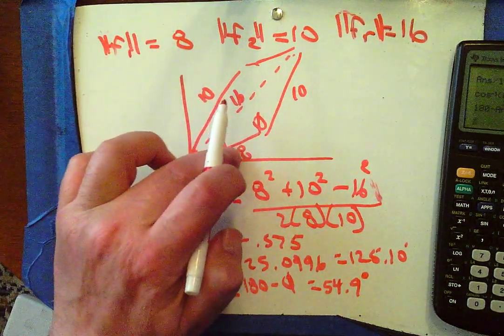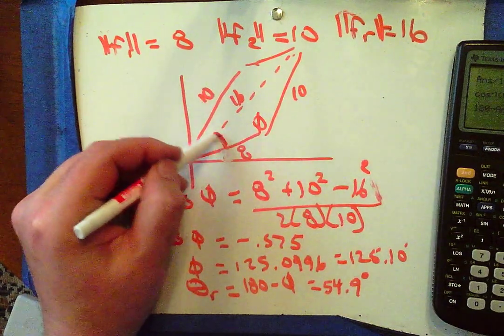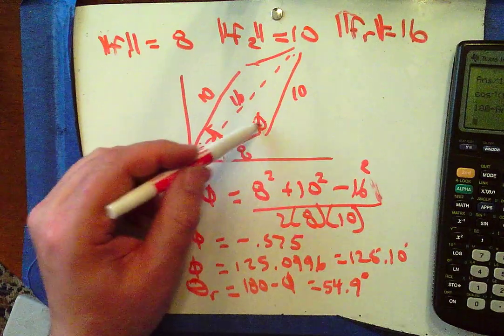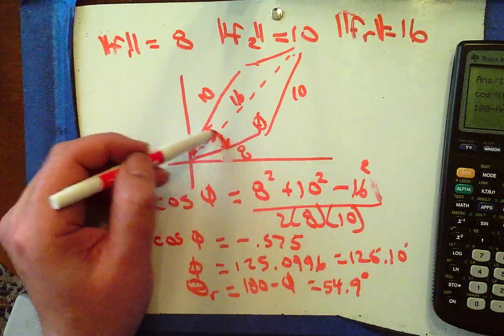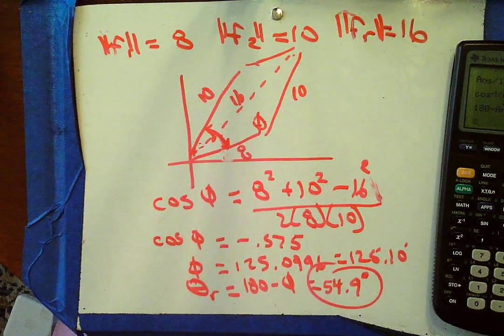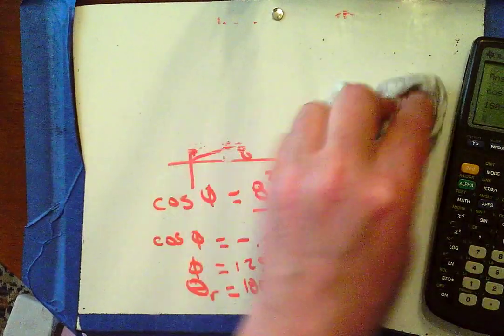Sorry, that's not 54 degrees. This is 54 degrees because theta and phi add up to 180. So this one, the angle in between the two forces, is this. Yeah, I don't want to try and do the component form of that. Okay, so that is what we're going to be looking at in the next homework assignment.